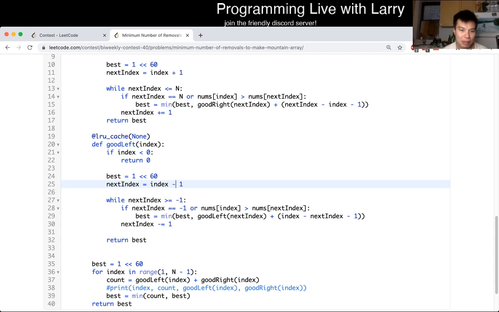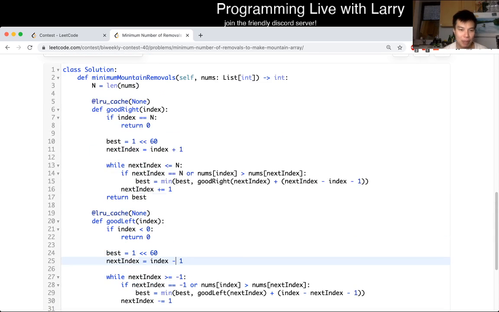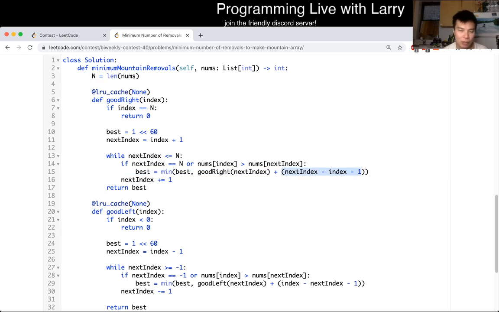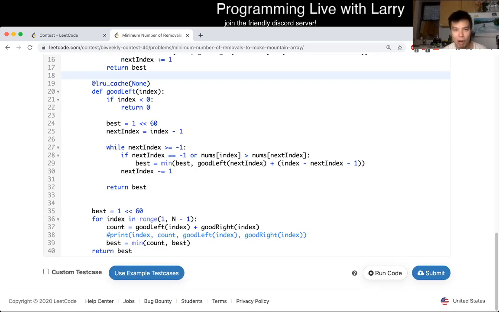And on the right side, to be honest, it's exactly the same, except it's going plus 1 on the index, and it calls itself. And the cost function is now going the other way. But otherwise, exactly the same thing. Cool. That's all I have for this problem.